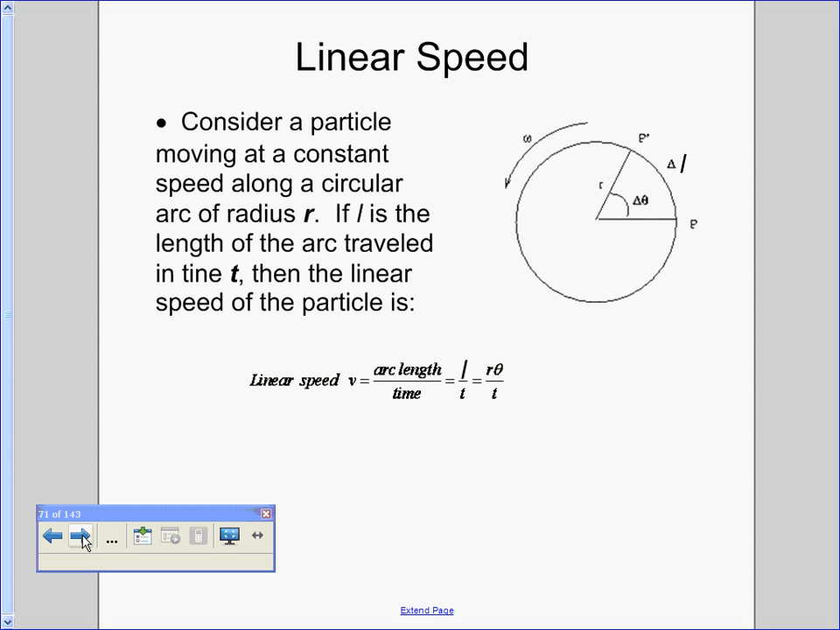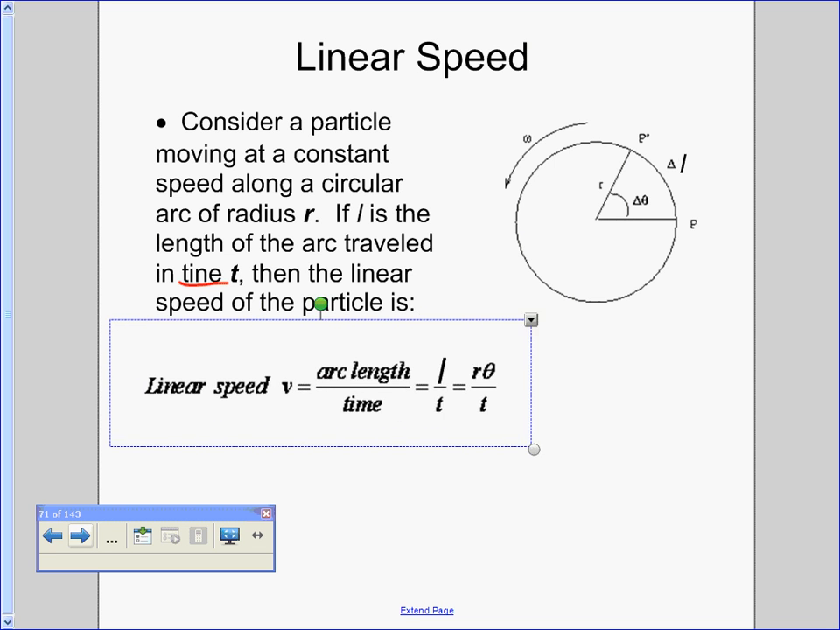if it's moving at a constant speed along the circular arc with the radius r, L being the length of the arc traveled in a certain time t, and I've got time here, then the linear speed of the particle is given by this equation that I have here.